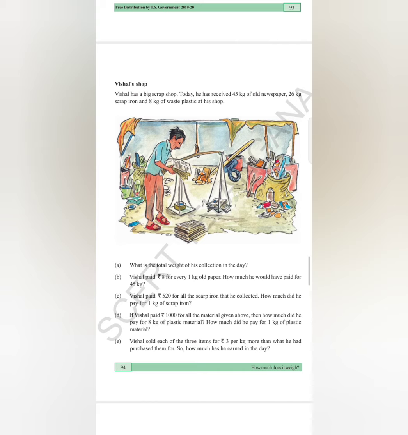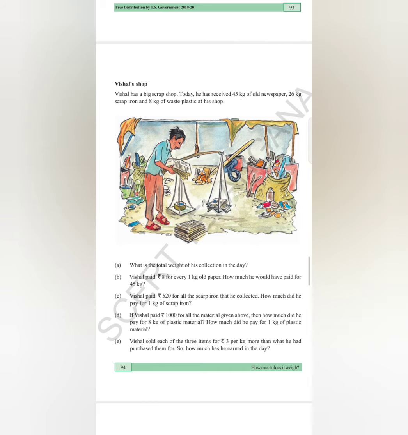So in all, Vishal received 45 kgs of old newspaper, 26 kgs of scrap iron and 8 kgs of waste plastic. Okay, now we'll move on to first problem. Problem number A. What is the total weight of his collection in the day?